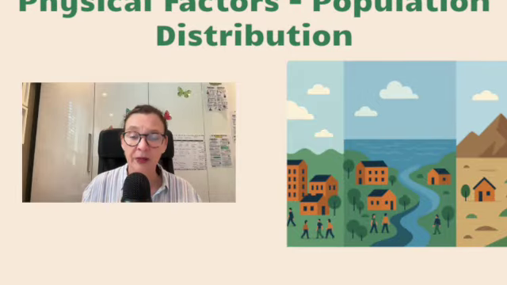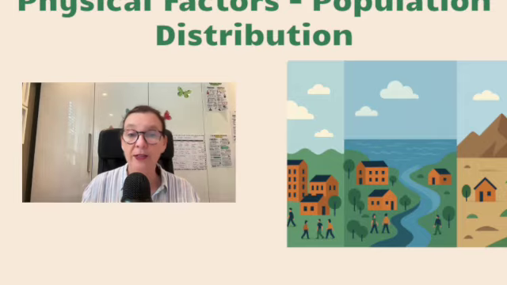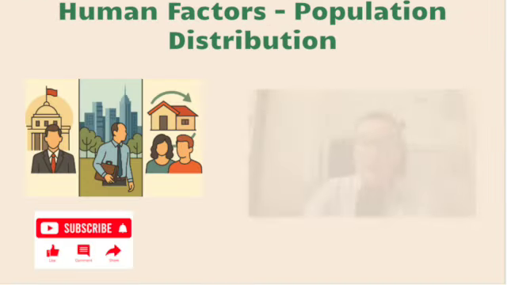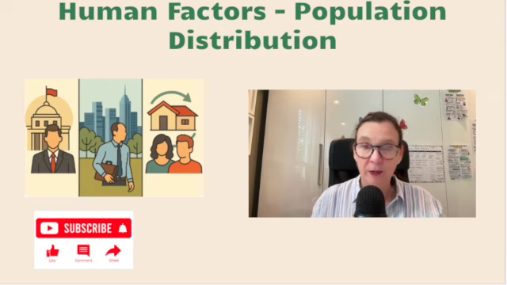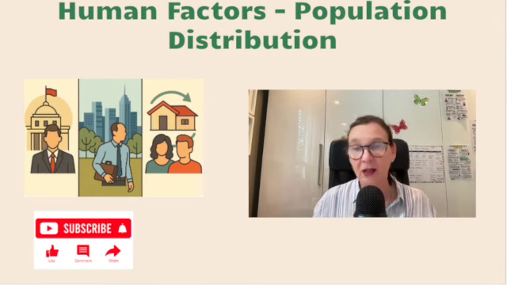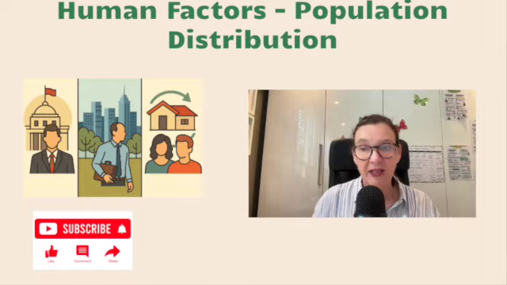Here's the key idea. People tend to settle where resources are available. The climate is moderate and the land is easy to use. Now let's look at the human factors that shape where people live, because it's not just about land and climate anymore. First up, safety and stability.